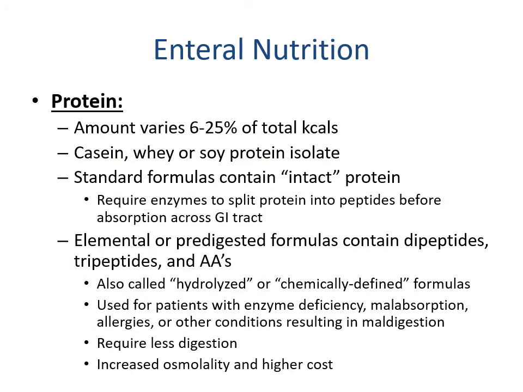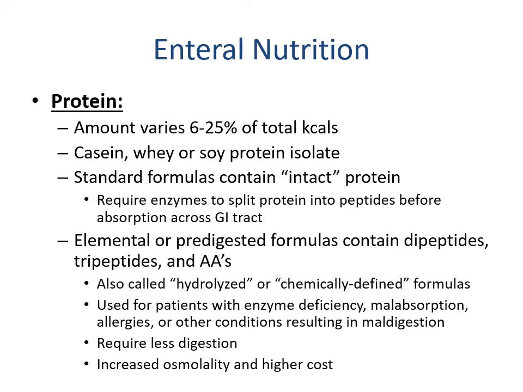So the first macronutrient we'll take a look at is protein, which in most formulas is somewhere between 6 to 25% of the total calories. Now you can look at the makeup, which they can be casein, whey, or soy-based. And your standard formula, like Jevity, is going to contain an intact protein, which means the patient needs functioning enzymes to break this protein apart into peptides for then absorption across the GI tract.